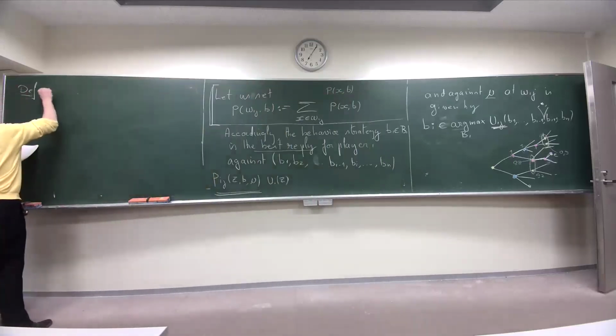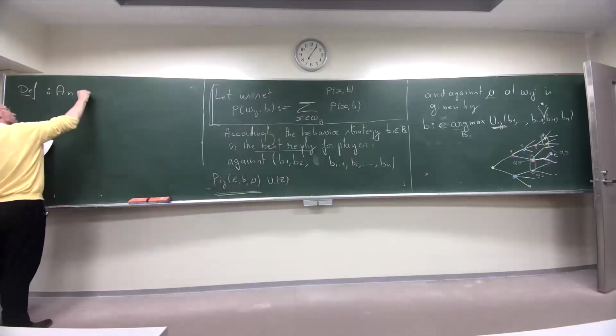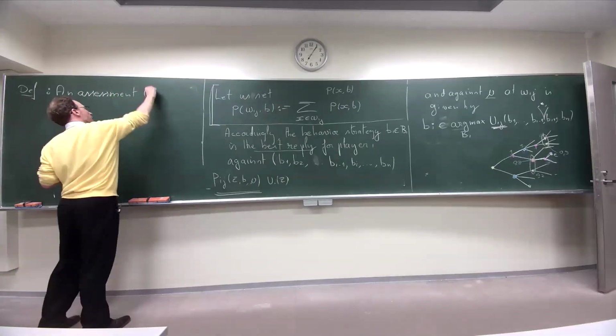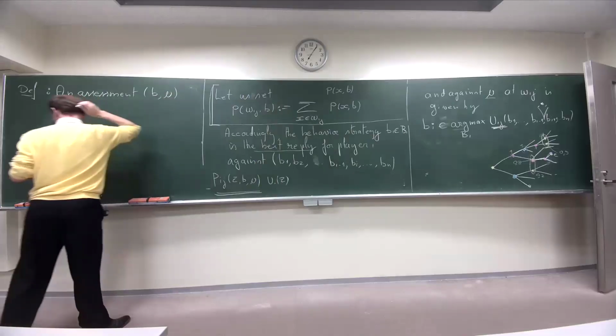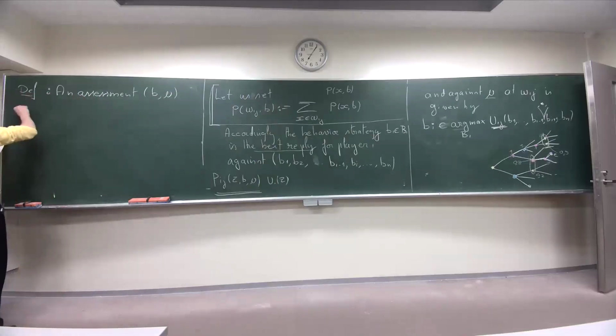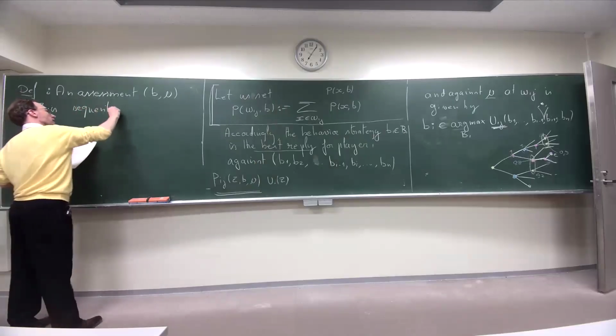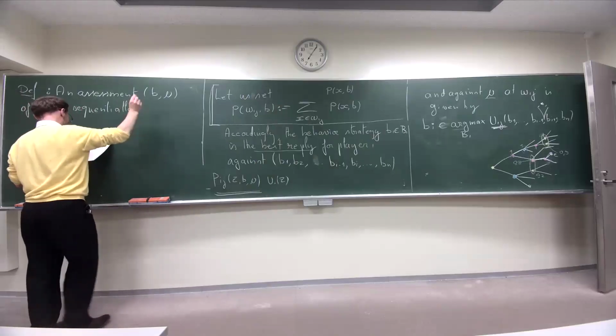So the definition: an assessment, remember, is a pair (B, mu). An assessment of gamma, of this game, is called sequentially rational.